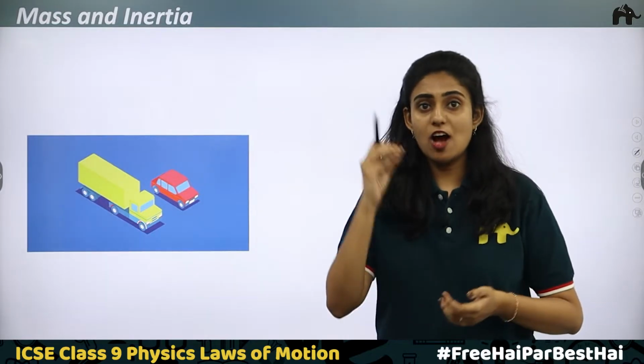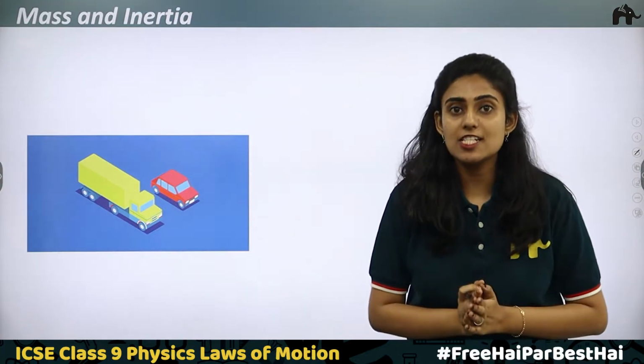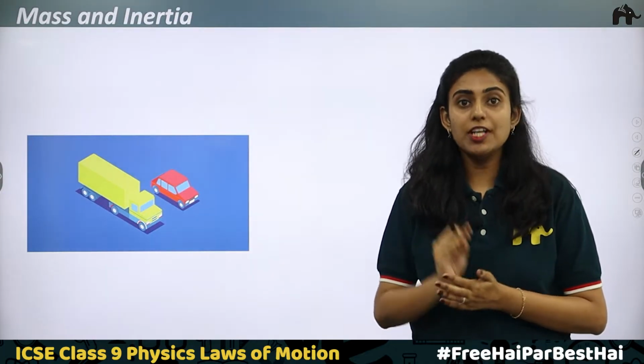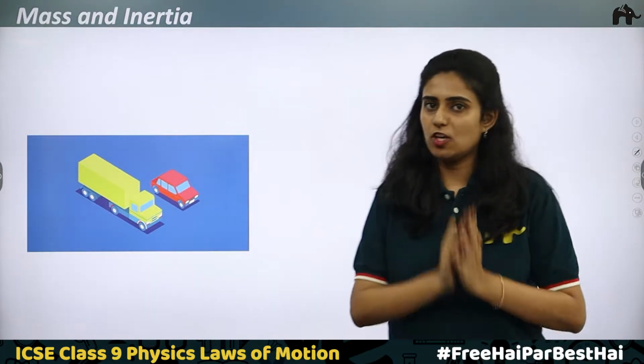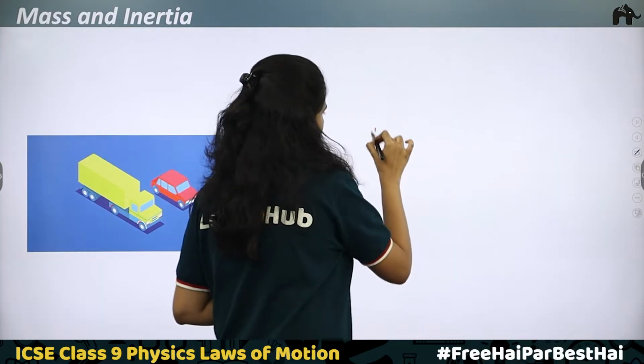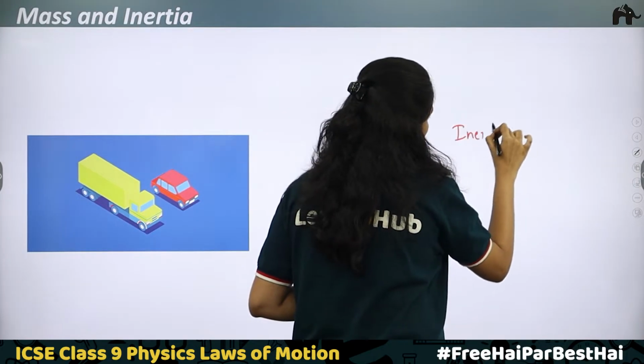Mass and inertia. How does inertia depend on mass? We have studied about inertia in the previous class. What is inertia? Inertia is the tendency of a body to remain in its state of rest or in the state of motion. How is inertia dependent on mass? When mass increases, inertia also increases.